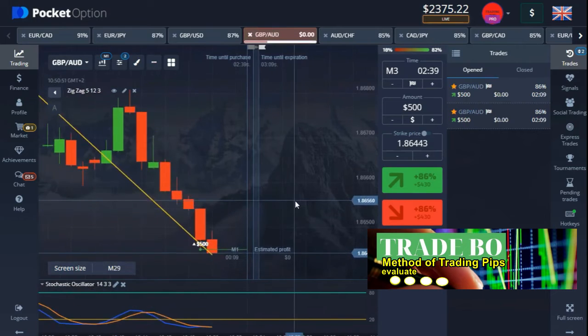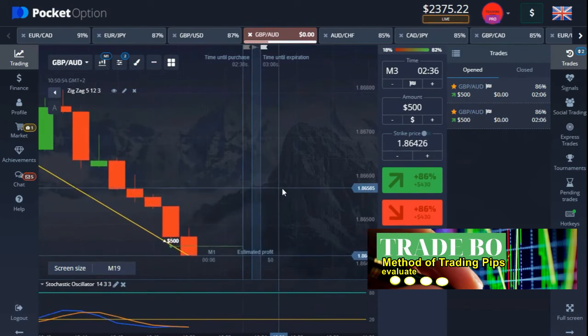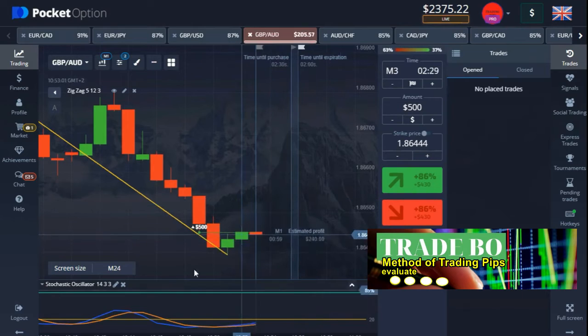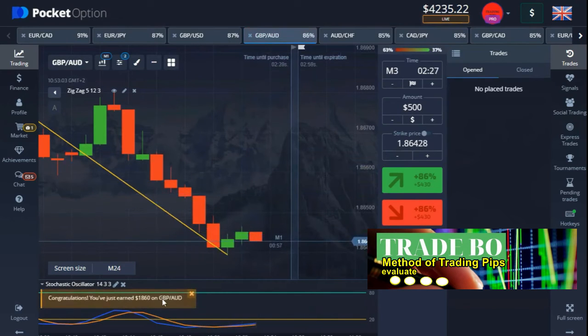Okay, there's a pullback in the market, but let's wait and see if we're going to lock in the money in a few seconds. All right. Okay guys, all right guys, we're locked in the money. All right, a couple of seconds.